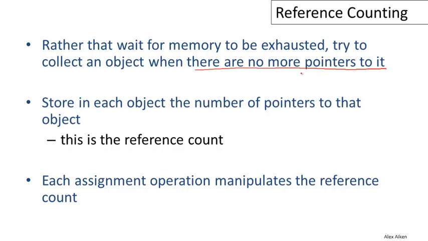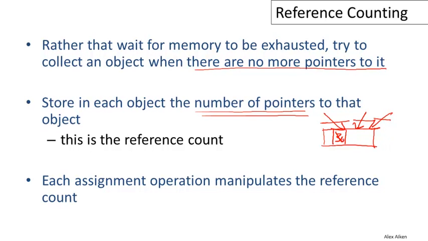And how can we do this? Well, as the name suggests, we're going to count the number of references to each object. So in each object, we're going to store the number of pointers to that object. If I have an object in memory, and it has, say, 3 pointers to it from other objects, then somewhere in this object is going to be a dedicated field that contains the number 3. And if this number ever drops to 0, if we discard these pointers and this number becomes 0, then we know that nobody's pointing to this object and it can be freed.